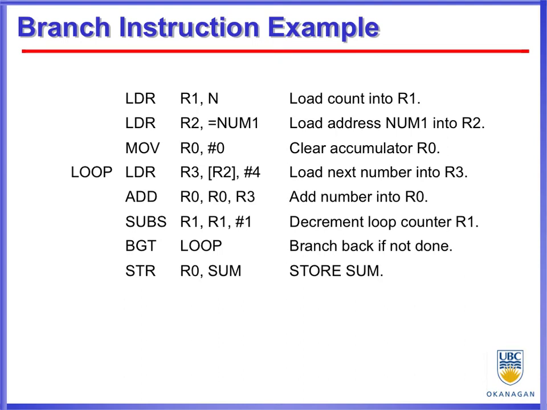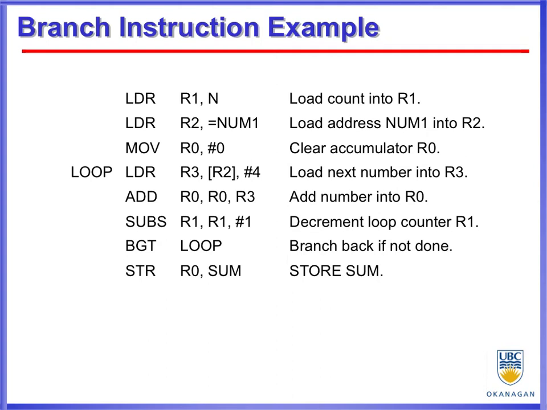I forget what this is doing. We're adding up numbers again. So load register R1 with what is at memory address N. Memory address N is holding the number of numbers that we're going to add up. Load register R2, equal sign again tells the assembler num1, which is a label for an address. We're going to load an address into R2.